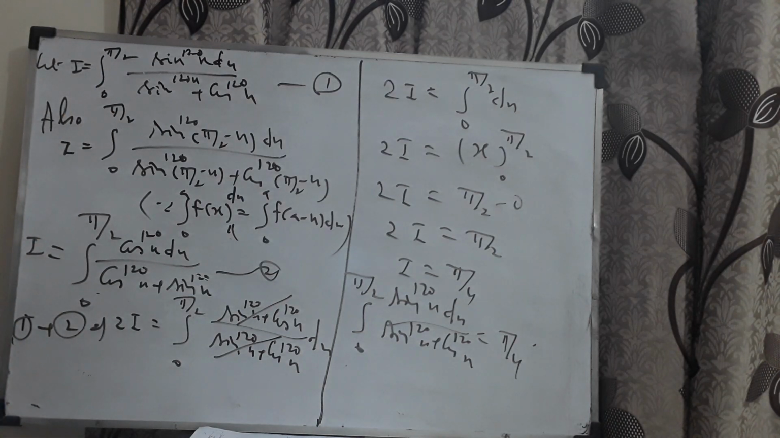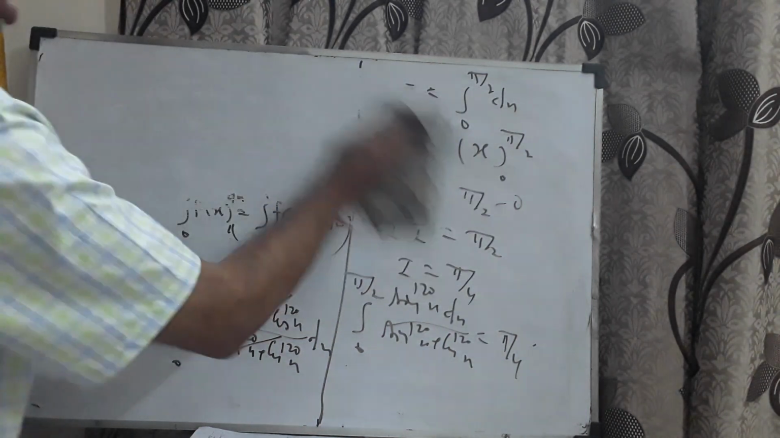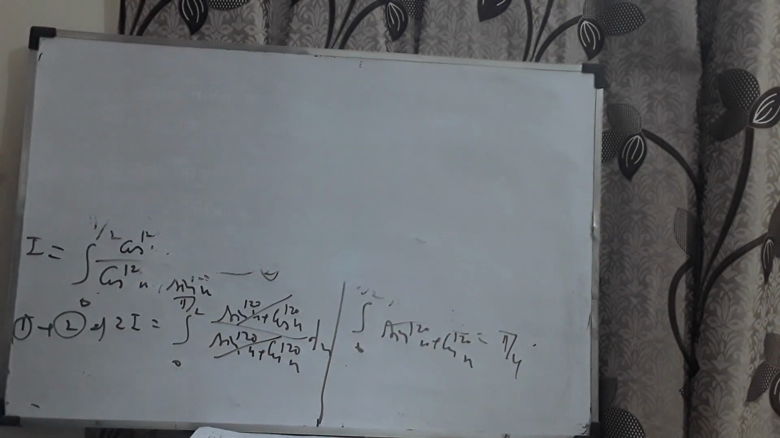Therefore, there are 4 different possibilities. Integral 0 to pi by 2 sin power nx dx by sin power nx plus cos power nx, or integral 0 to pi by 2 cos power nx dx by sin power nx plus cos power nx, or integral 0 to pi by 2 dx by 1 plus tan power nx, or integral 0 to pi by 2 dx by 1 plus cot power nx. In all the 4 possibilities, applying this particular rule, I'll get the answer to be pi by 4. In CBSE, do them systematically like this. In competitive examinations, put pi by 4 quickly as the answer.